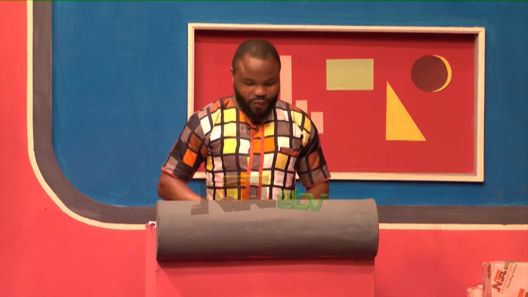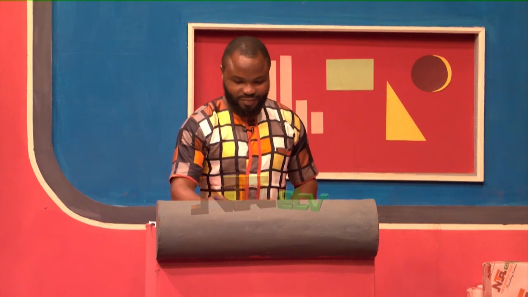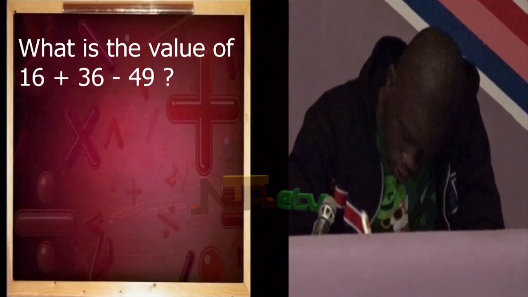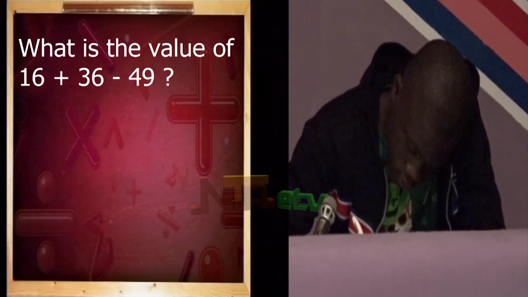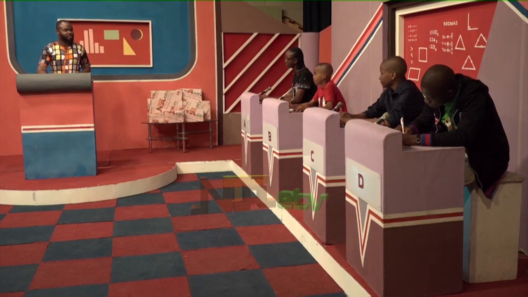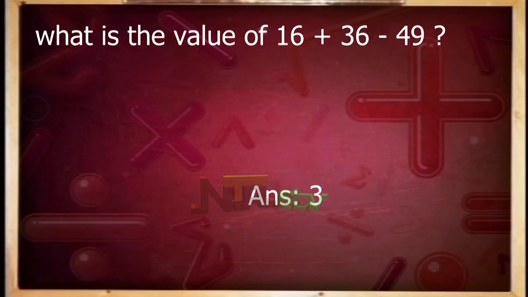Contestant D, your question. Question 8. What is the value of 16 plus 36 minus 49? Your time is up. A bonus question. Contestant B. 3. 3 is the right answer.